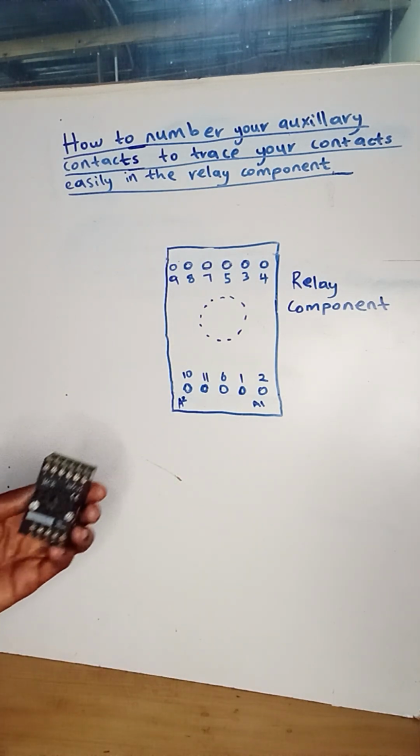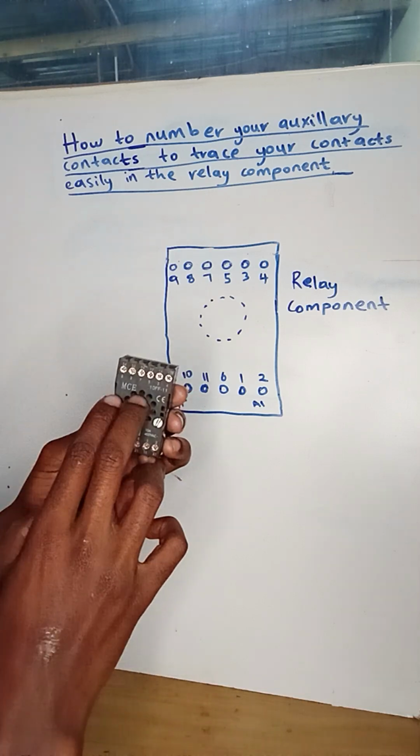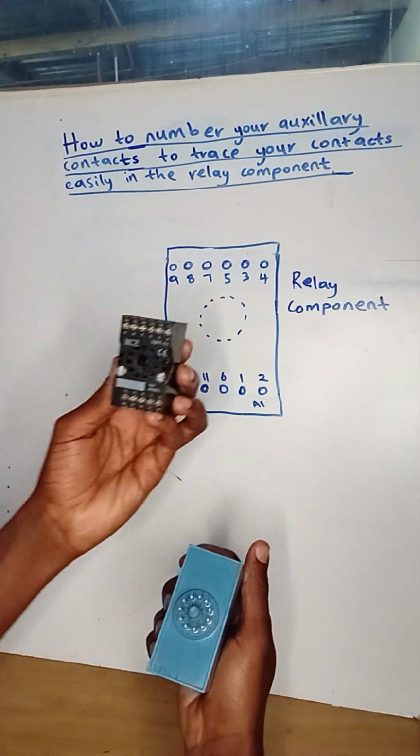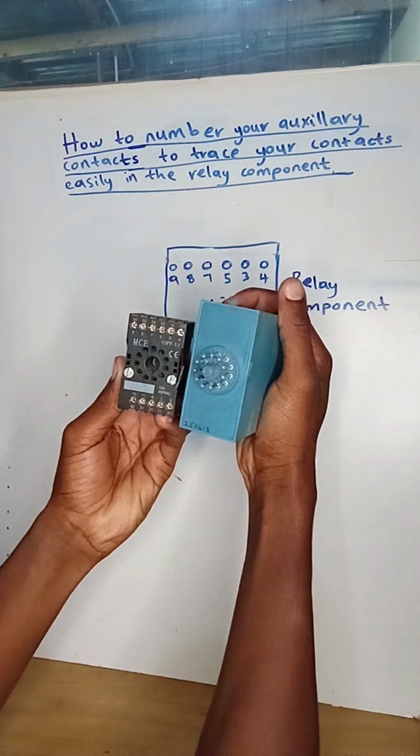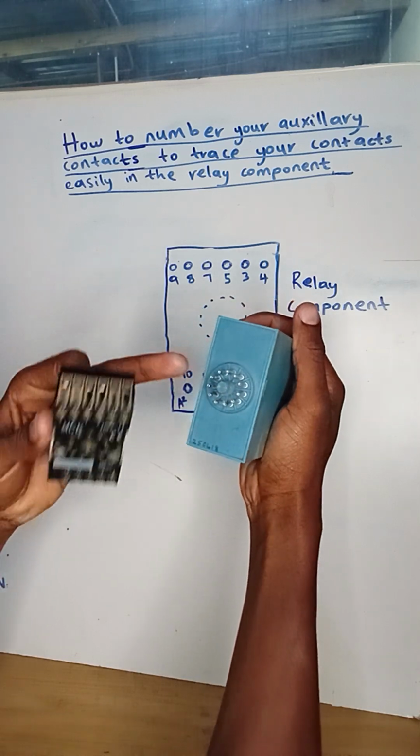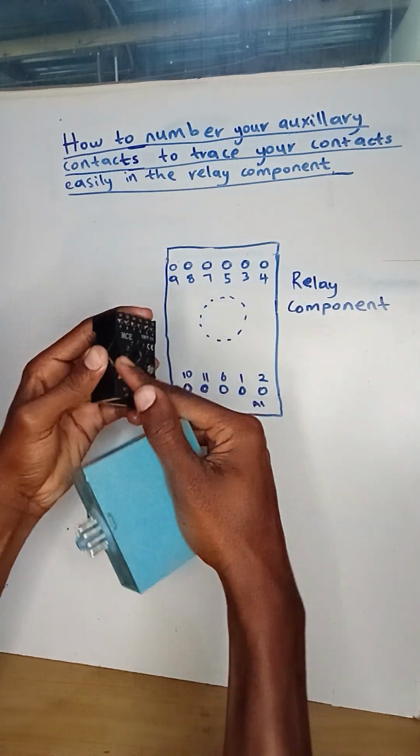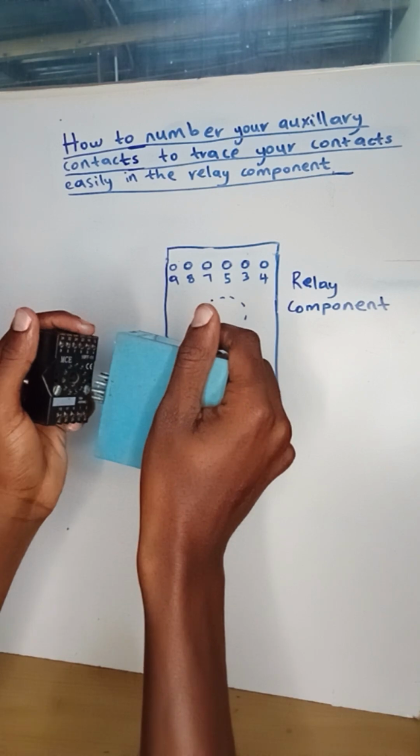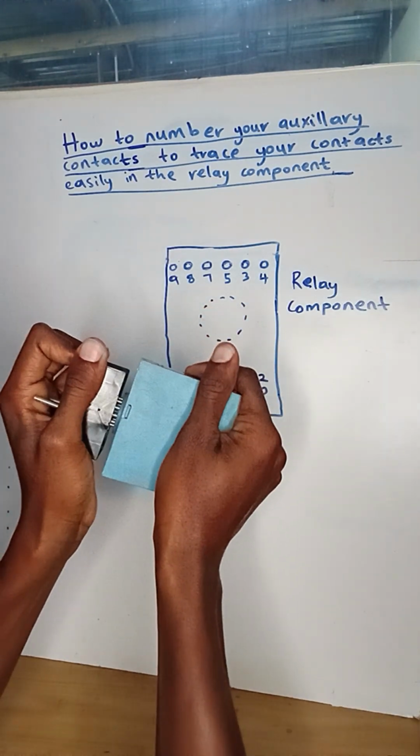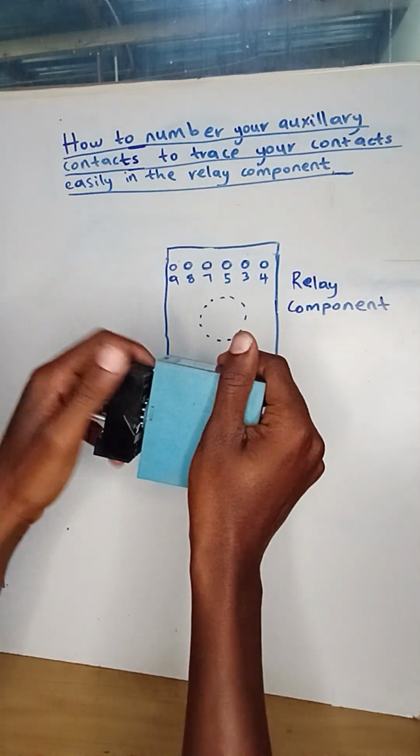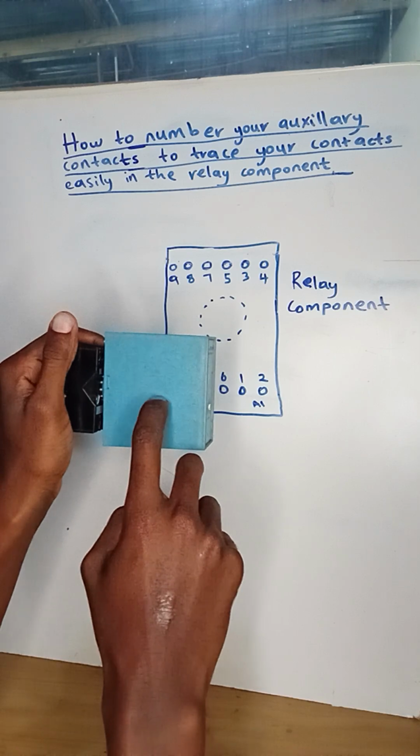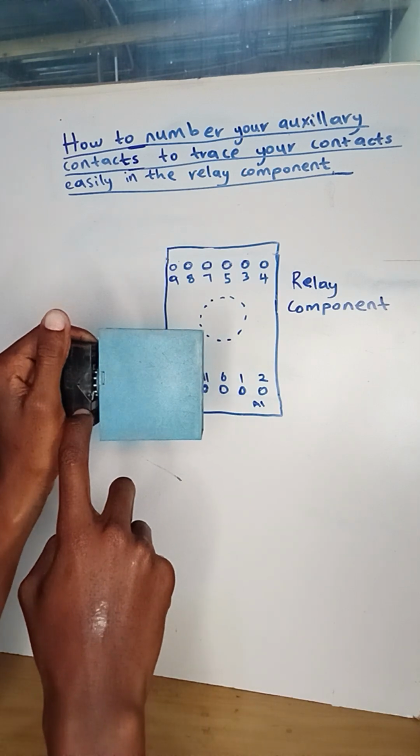So the next step, I'll show you what needs to be connected in the relay component. So you will have your relay component and you will have your relay with you. At the back, it will have the pins like this. So this relay will be connected to the relay component like this. So yep, right now it's connected. The relay is connected to the relay component.